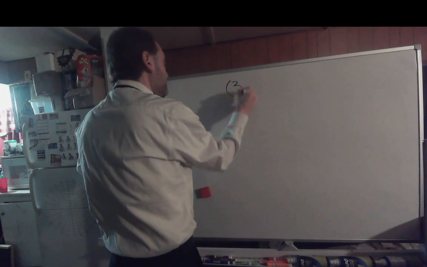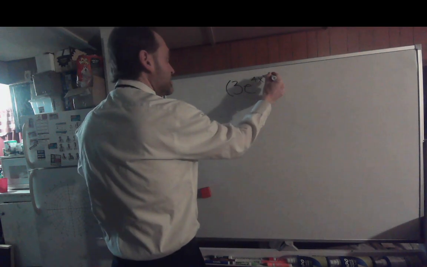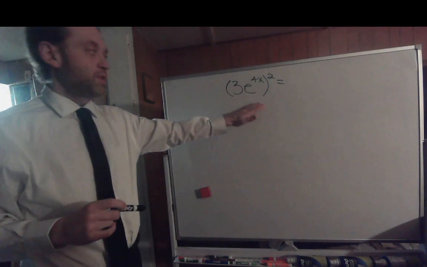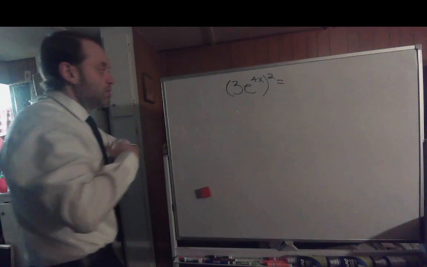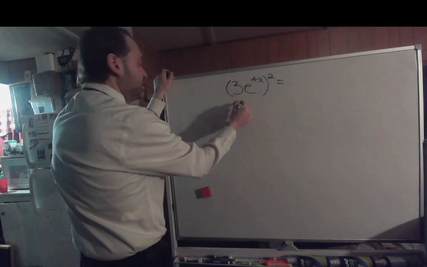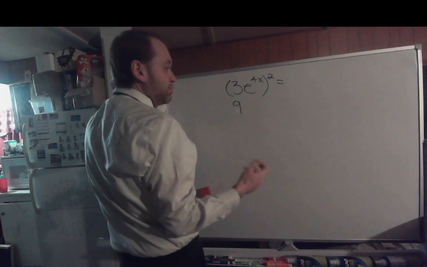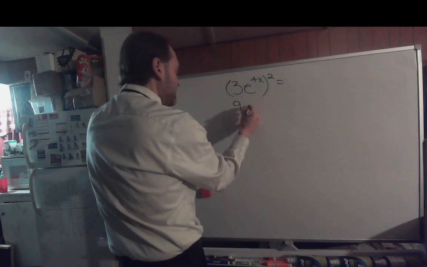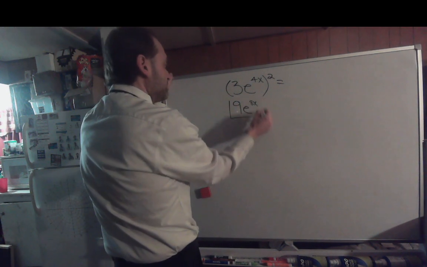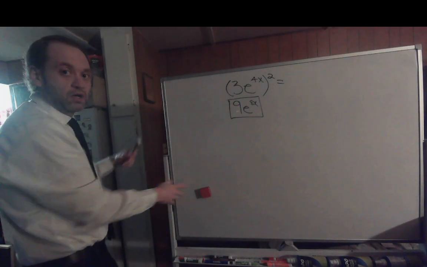We have 3e to the 4x raised to the 2nd power. Well, 3 to the 2nd, of course, is 9. Then you take e to the 4x, raise that 4x to the 2nd power, multiply the powers, and you would get 9e to the 8x. So this would simplify into 9e to the 8x power.